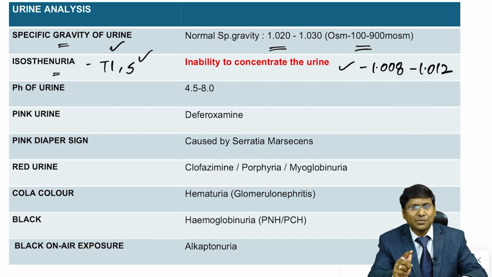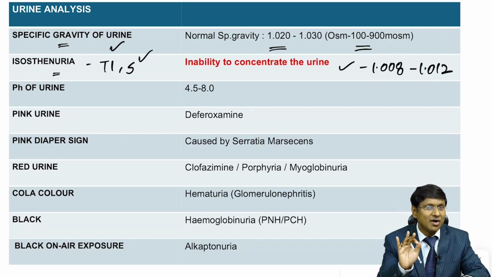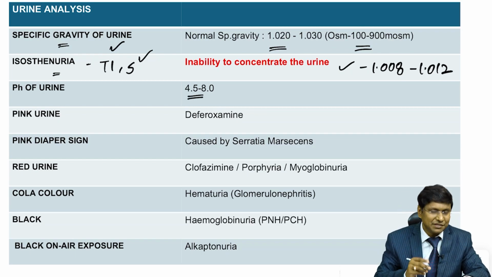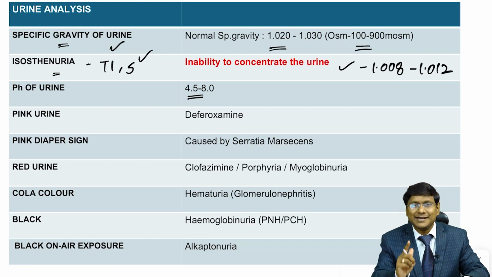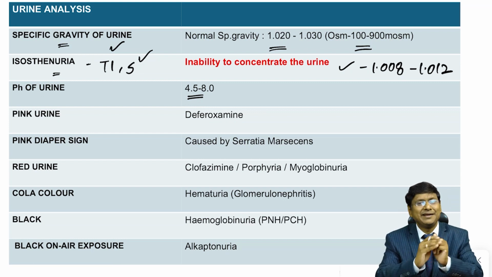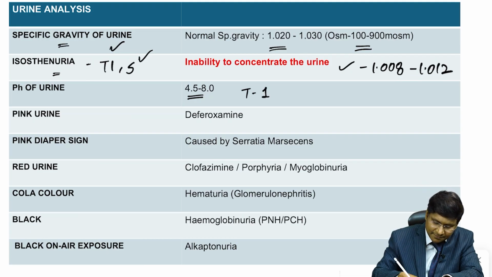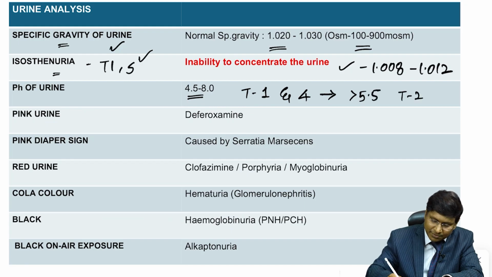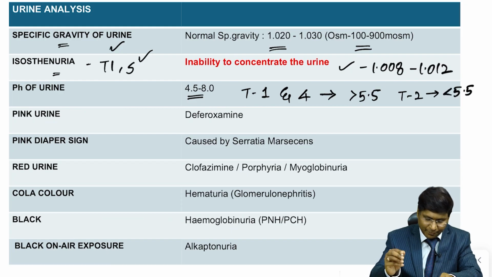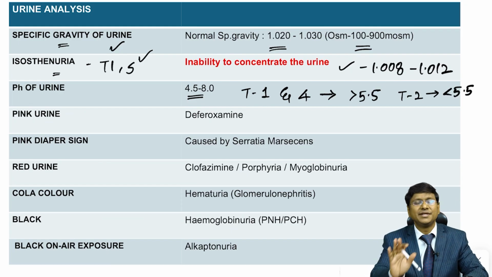Next, the pH of the urine is another important thing that we need to discuss. What is the normal pH of the urine? Normal pH of the urine is 4.5 to 8. The conditions where the pH of the urine will change are mainly renal tubular acidosis. In case of type 1 as well as type 4 renal tubular acidosis, the urine pH will be more than 5.5. Whereas in type 2 renal tubular acidosis, the urine pH is less than 5.5, right? So that is about the urine pH.